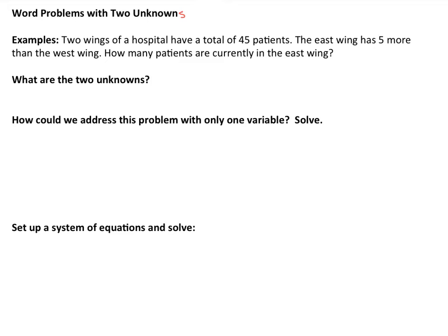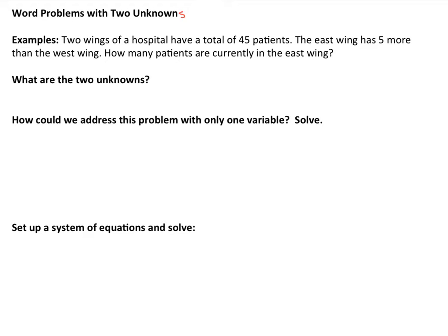So first of all, just like if you saw my video with the one unknown, we want to try not to jump into the problem, but first conceptualize what our unknown quantities are, because many times we need to introduce variables that represent those unknown quantities. Just looking at this problem, the two things I don't know are the number of patients in the east wing, but I also don't know the number of patients in the west wing. So those are the two things I don't know.